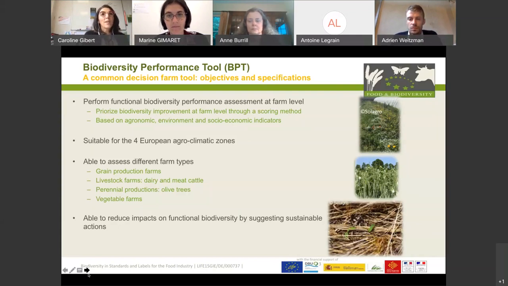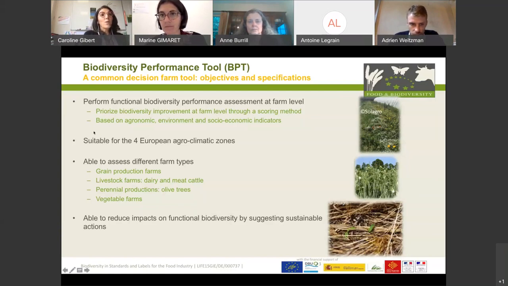So I will present the objectives and the specification of the BPT. First, the main objective of the BPT is to assess functional biodiversity performance at farm level. So we try to introduce a scoring method based on different kinds of indicators and on different thematics. Agronomic indicators first, environmental indicators also, but also socioeconomic indicators, since we saw in our benchmark that this point is really important in the specification or in your sourcing guidelines. So we want to also insist on this point in the tool.